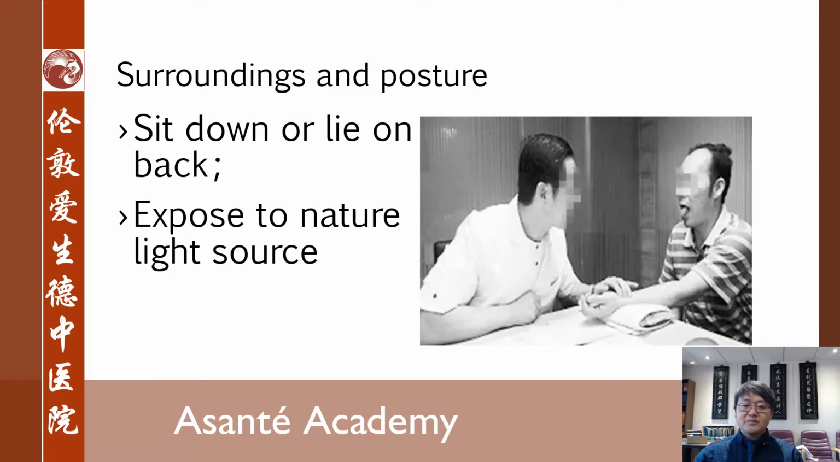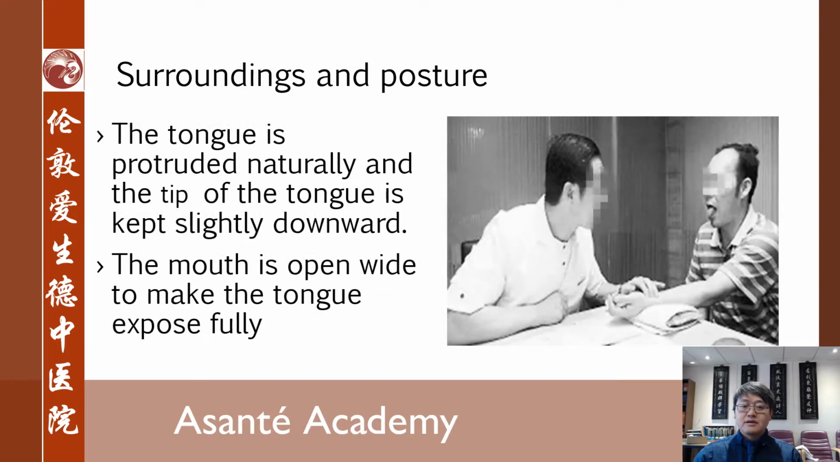About the surroundings and the posture. Normally, when we check the tongue, we let the patient sit down or lie on their back, exposed to a natural light source. The tongue has to protrude naturally, and the tip of the tongue is kept slightly downward. The mouth has to be open widely to make the tongue fully exposed.